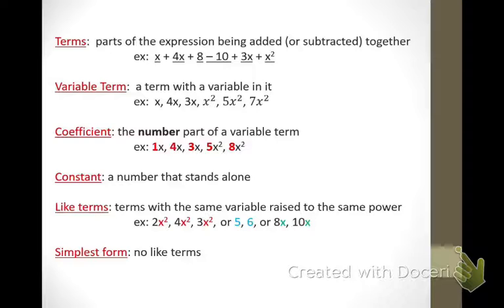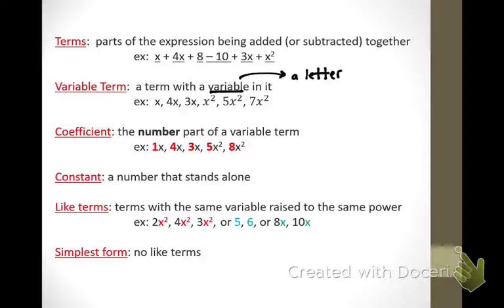Let's look at the next one. Variable term. This is a term with a variable in it. Does anyone know what a variable is? I want everybody to underline that word variable. Does anyone have a guess? What do you think, Tacoby? It's like a letter like X. Very good. Everybody write this down with your pencil. A variable is a letter.